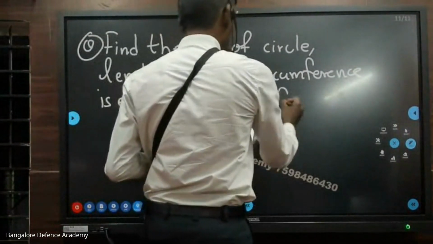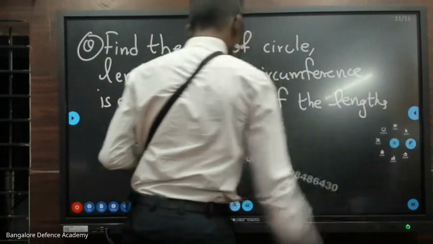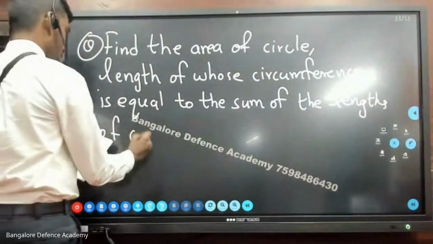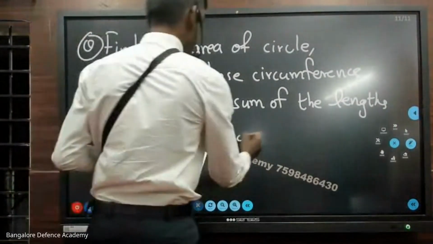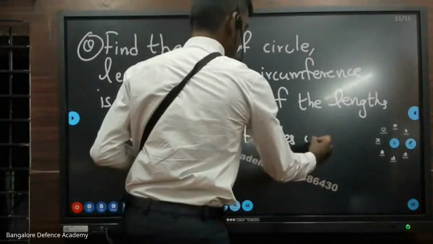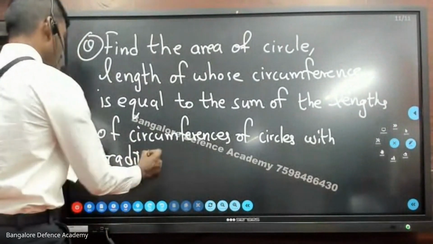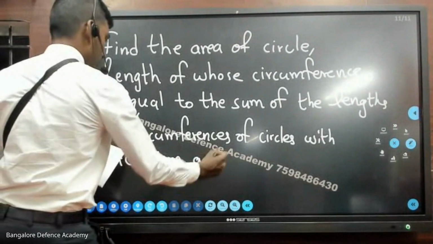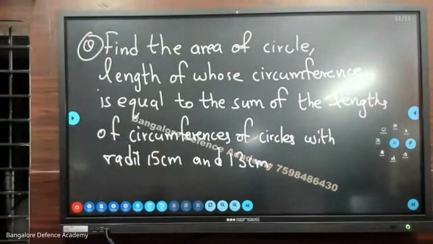the sum of the lengths of circumferences of circles with radii 15 centimeter and 13 centimeter. 15 centimeter and 13 centimeter. Yes, those who can try, start doing it.